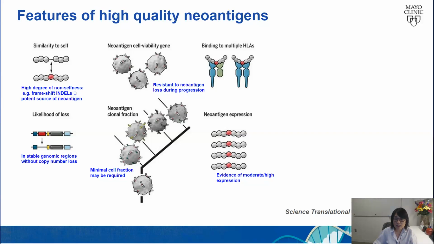And fourth, genes harboring neoantigen mutations in stable genomic regions with lower likelihood of copy number loss will produce stable neoantigens. Finally, studies also show that a minimal cell fraction is required to trigger an immune response, so neoantigens from a small subclone may not be as effective. Oh, and finally, neoantigens need to be expressed at moderate or high levels.